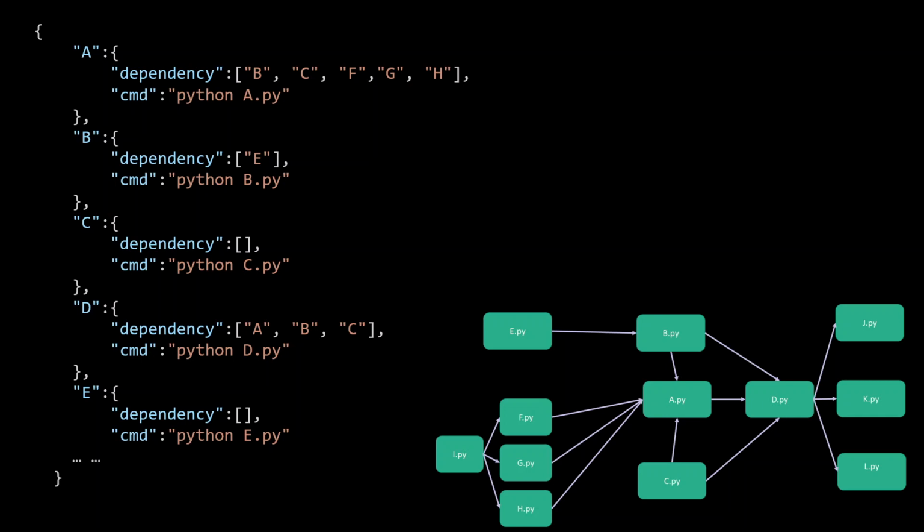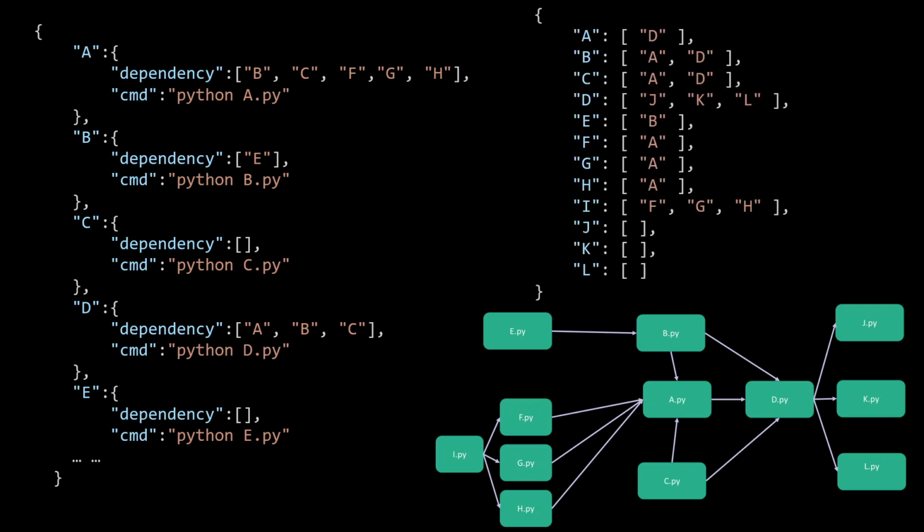For example, A has dependency on B, C, F, G and H. Similarly, D has dependency on B, A and C. Now we need to convert this configuration file into the graph format that can be used with the topological sort function that we have written in the previous video.